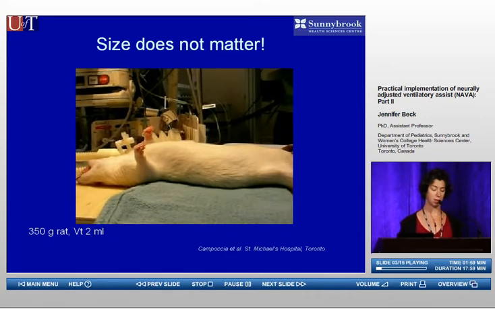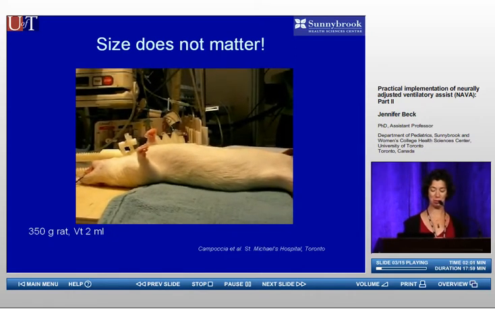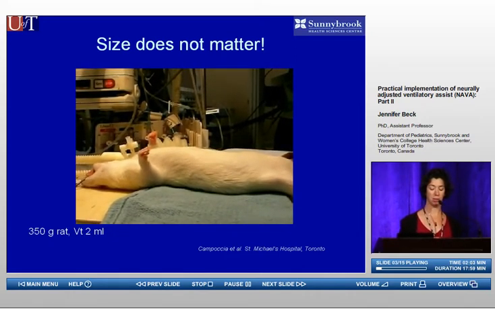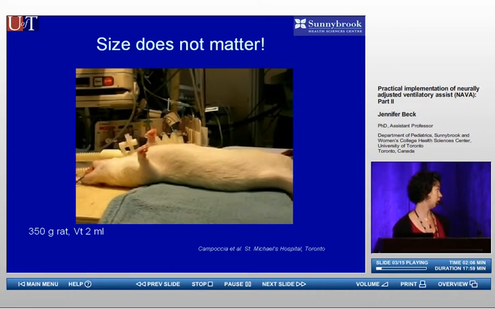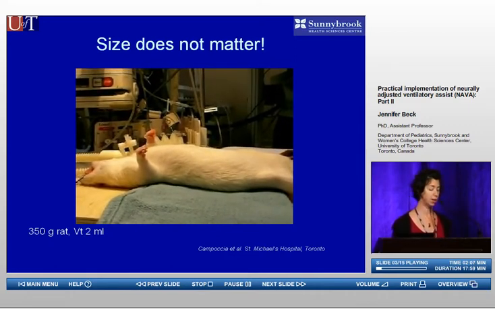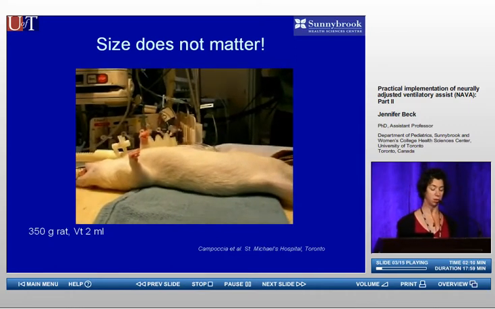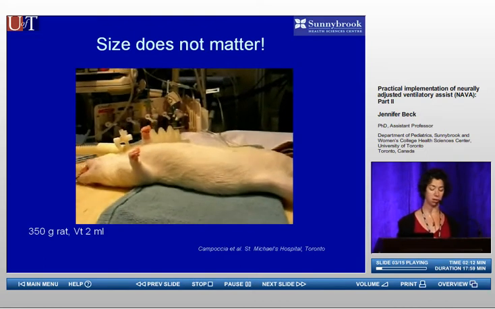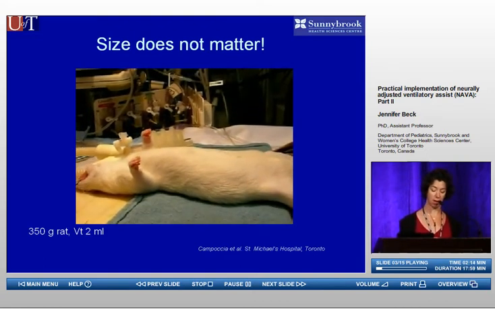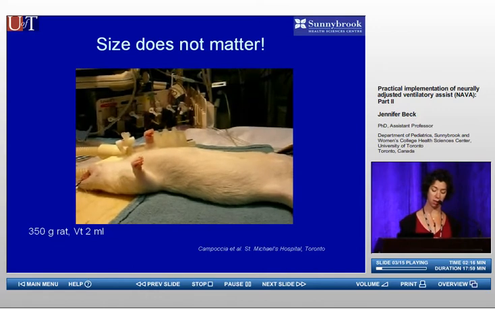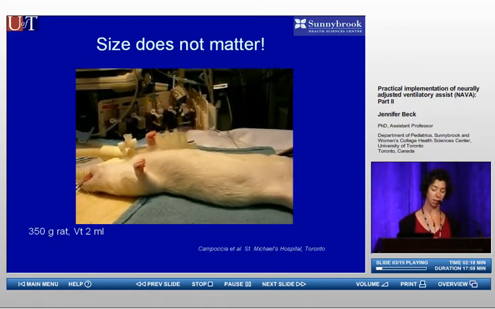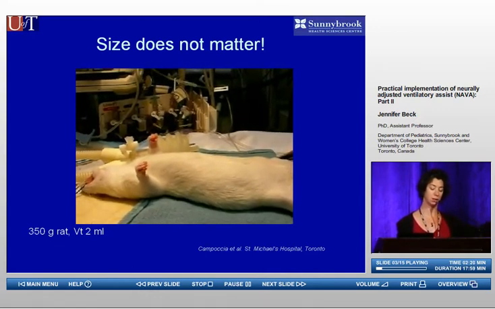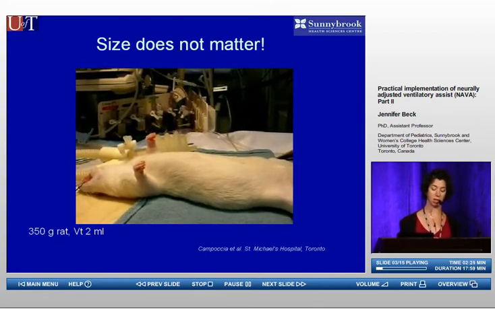I think we've seen the "size does not matter" joke at least a few times, but it's true. This is the same type of video in a 350-gram rat. This is an anesthetized rat who is spontaneously breathing. The rat has the catheter down through the mouth. It's picking up the diaphragm electrical activity. This signal is being sent to the ventilator, and it's inflating this lung model here. And you can see, as we've indicated, the tidal volume is around 2 ml.